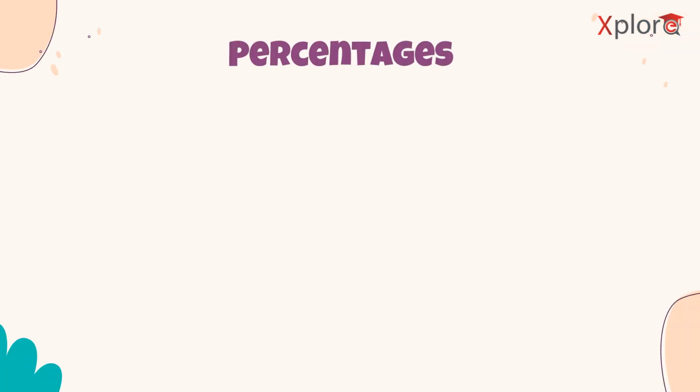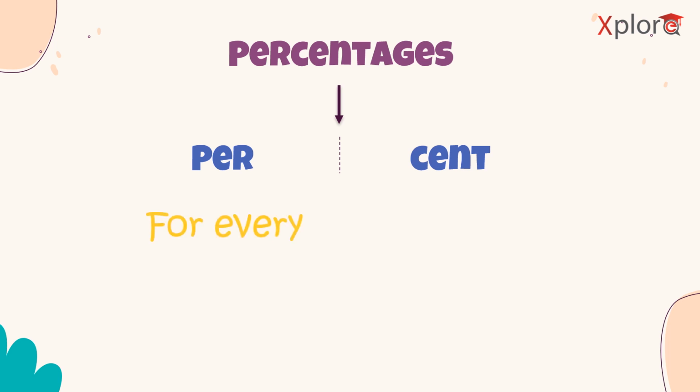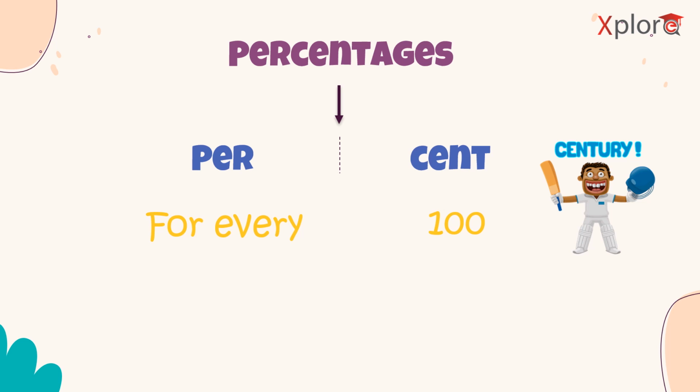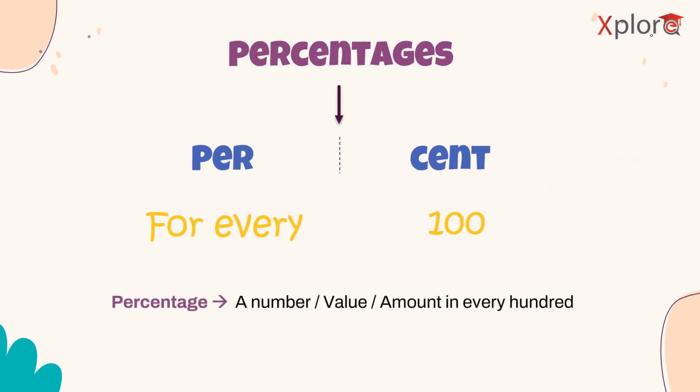The word percentage can be divided into two parts, that is per and cent. The meaning of per can be taken as for every, and cent is nothing but century, which is nothing but 100. So, in a line, we can conclude percentage as a number or value or amount in each 100.